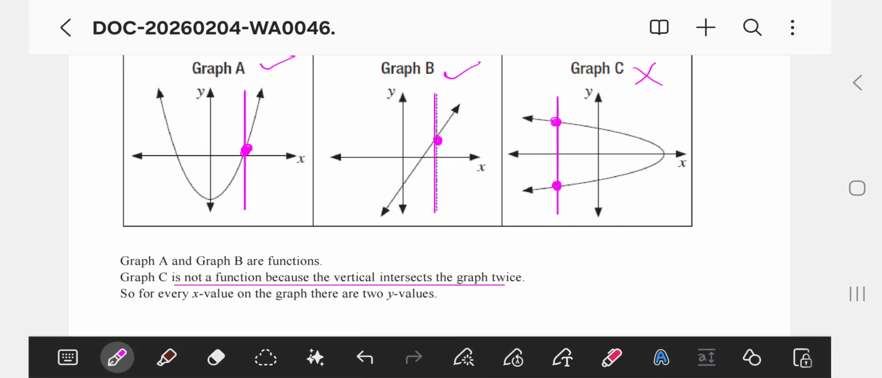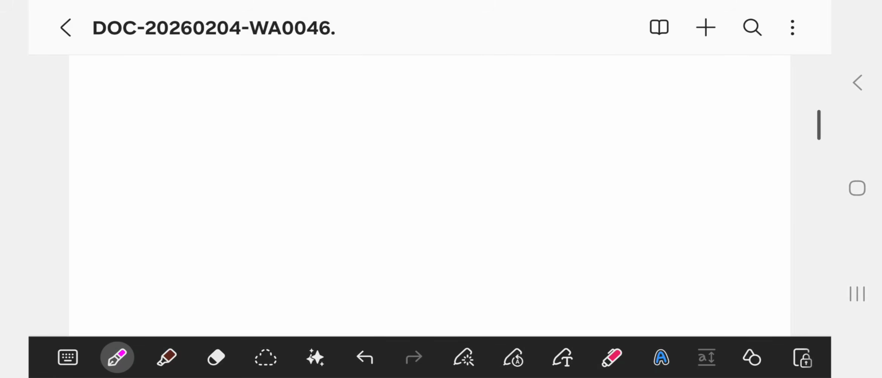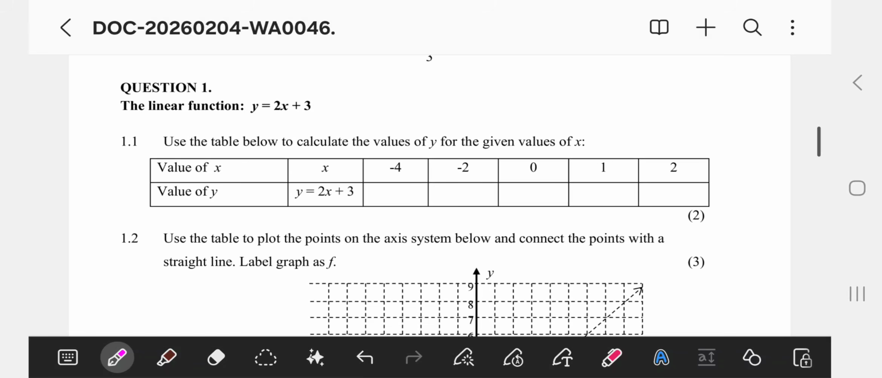Now that we have established how we determine what functions are, let's go on to the first question. Question 1 says, we are given the linear function y is equal to 2x plus 3. And we know that it's linear, it's a straight line because it is in the format y is equal to mx plus c. Here the m value is 2 and c is positive 3.